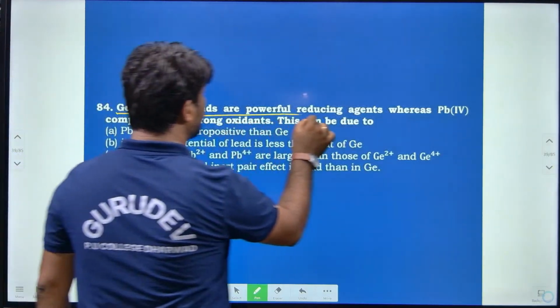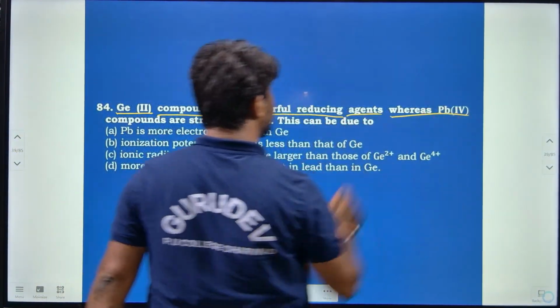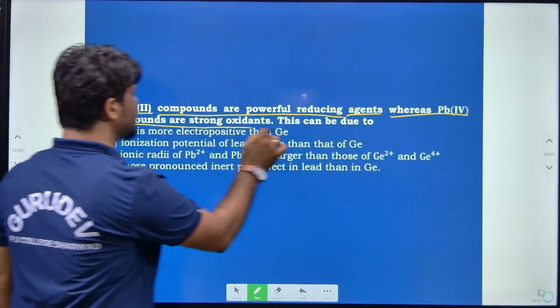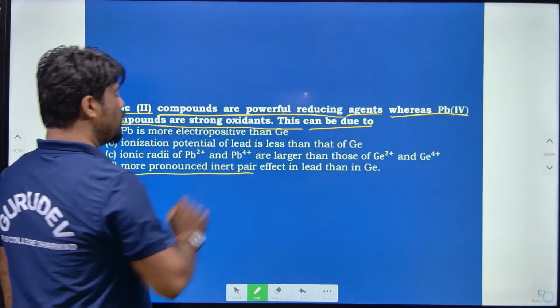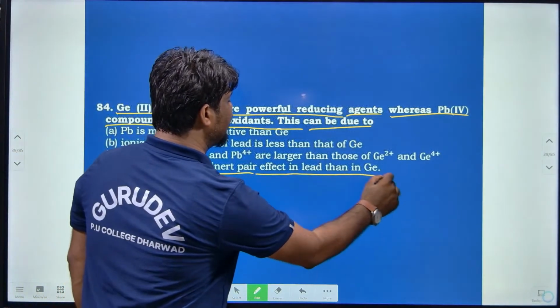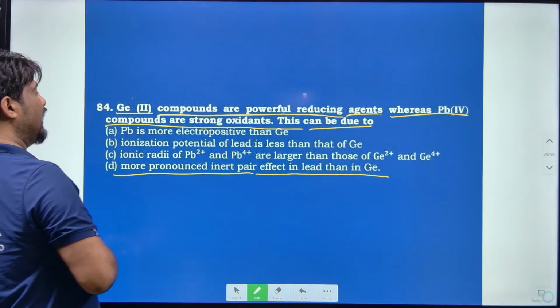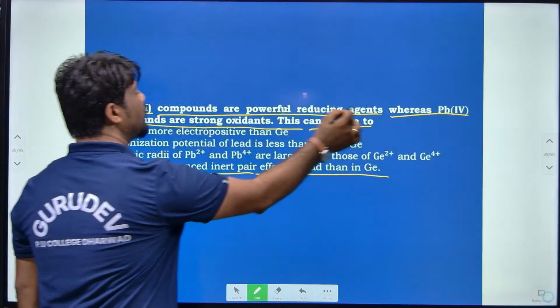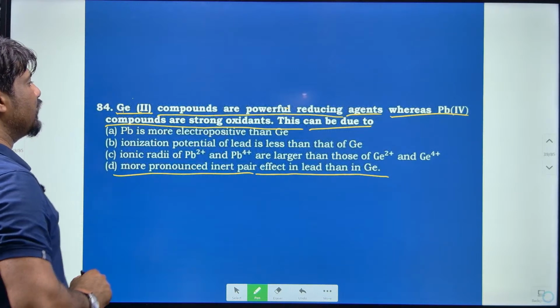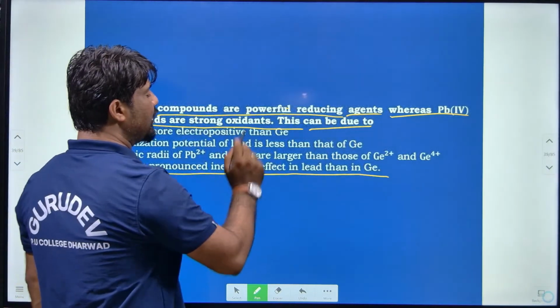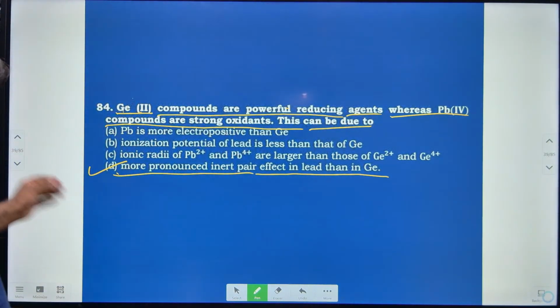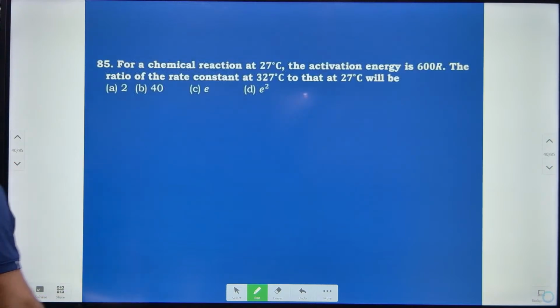Germanium plus 2 compounds are powerful reducing agents, whereas Pb plus 4 compounds are strong oxidizing agents. This can be due to the inert pair effect, which is more pronounced in lead than germanium. That's the reason why germanium is a powerful reducing agent and Pb is a strong oxidizing agent. Well, option D is the right answer. Go to the next one.